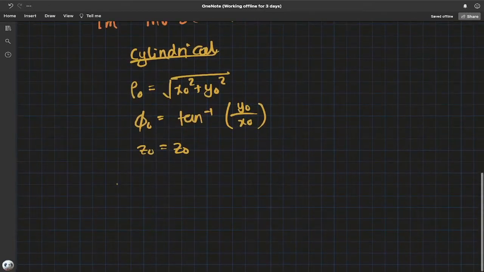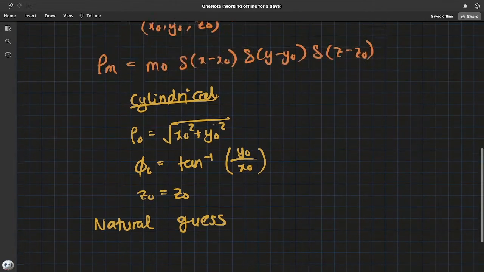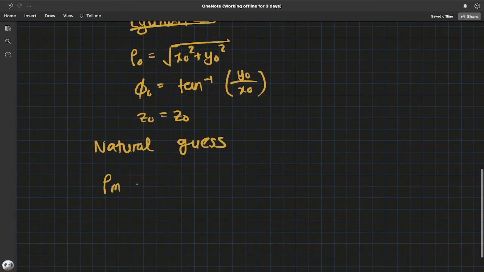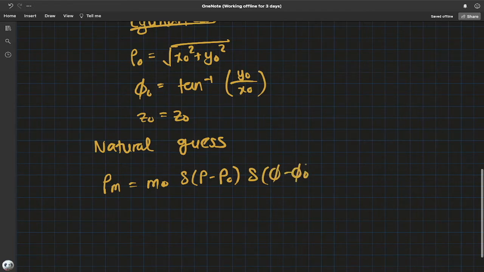So what will be the density function, in terms of all these Dirac deltas? Because it's a point, we need 3 Dirac deltas. I hope you know this from the last video. Our natural guess, something kind of trying to ape what we had on top, something like m naught, that's going to stay the same, delta rho minus rho naught, delta phi minus phi naught, delta z minus z naught.